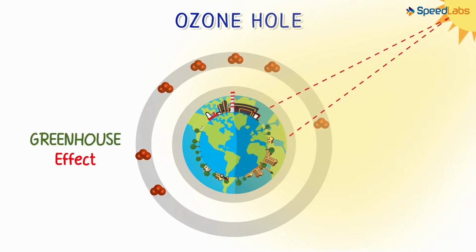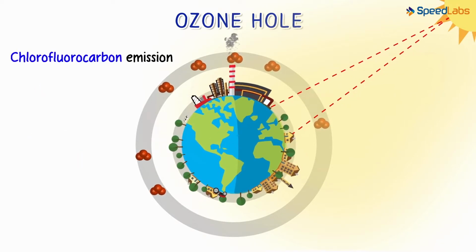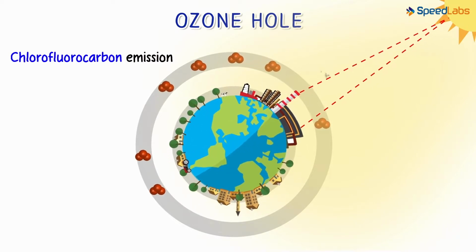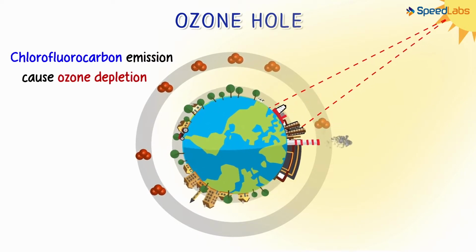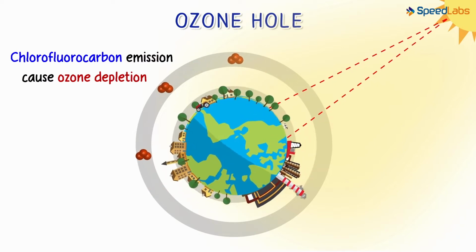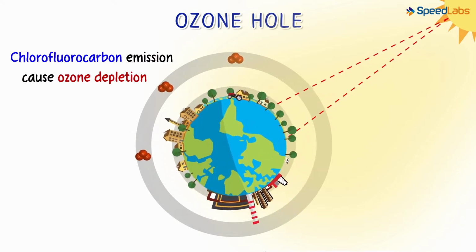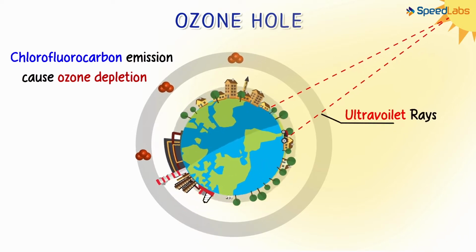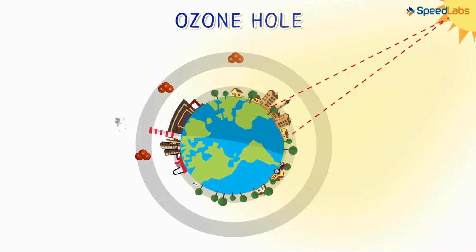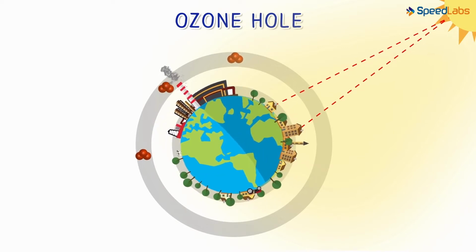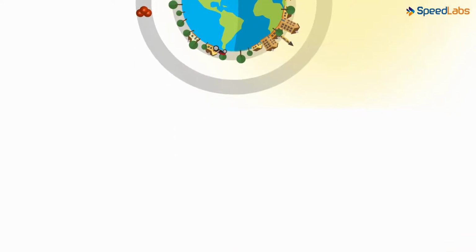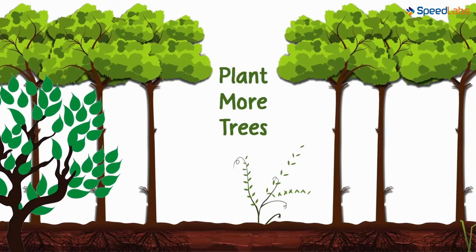The answer is the greenhouse effect. The chlorofluorocarbons that are emitted by the various processes done on the Earth by humans cause ozone depletion. They react with the ozone molecules and thus destroy the ozone molecules in the presence of the ultraviolet rays of the sun. These are nothing but those very rays which can harm us. No doubt, scientists are encouraging us to not cause air pollution and to plant more trees.